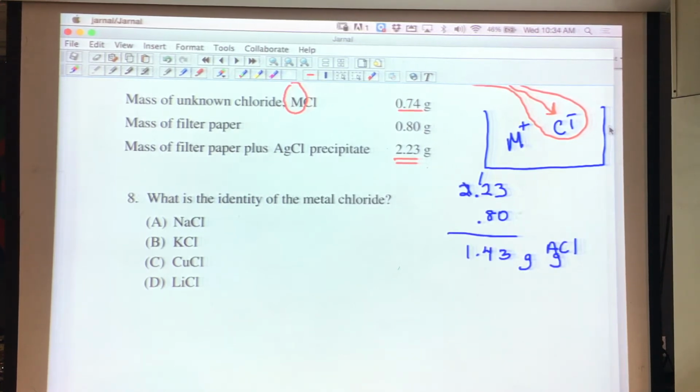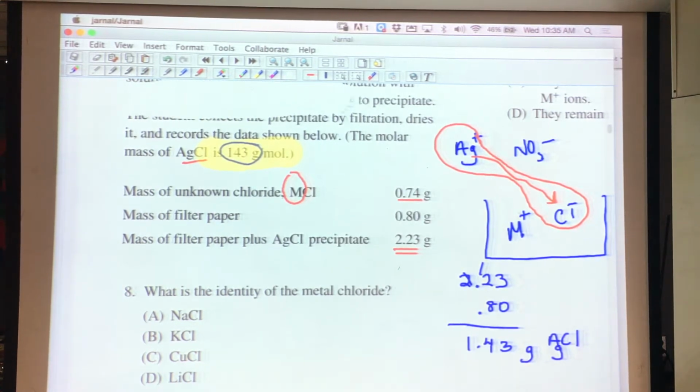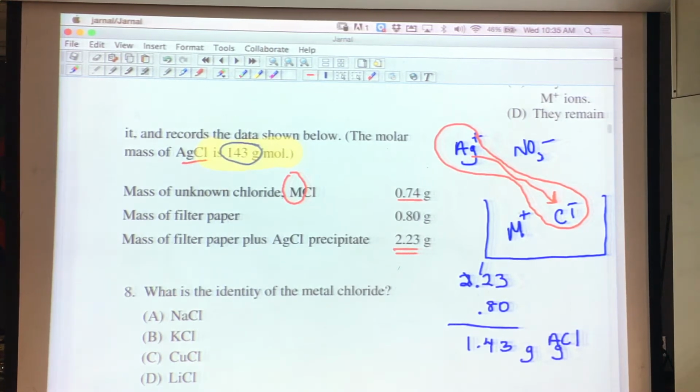Now look, party people, they made your life easy. What did they give you? Oh my gosh! They gave you the molecular mass to be 143. They're making your life simple. And I'm telling you, if you're not going through the multiple choice, you're not seeing the skills you need. What skills do we need? We have to be able to do simple math by tens somehow.